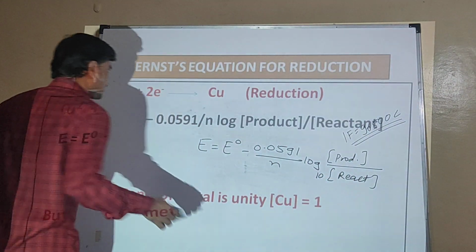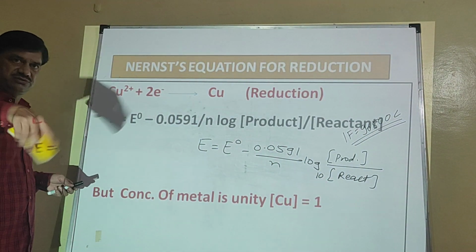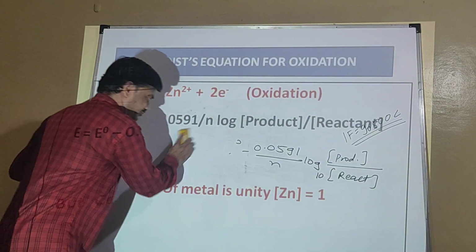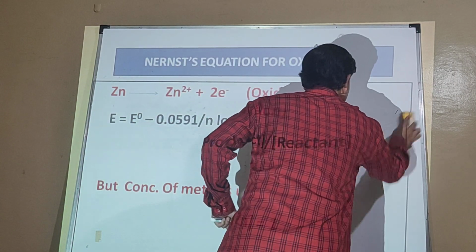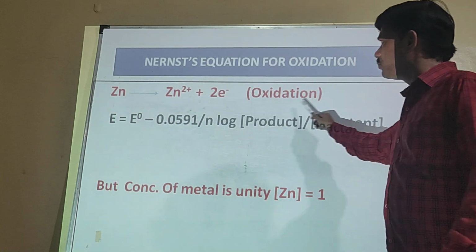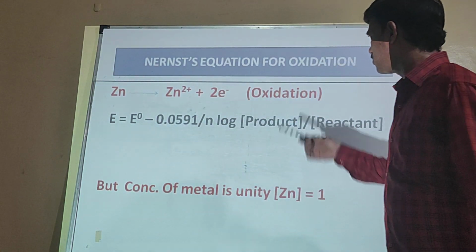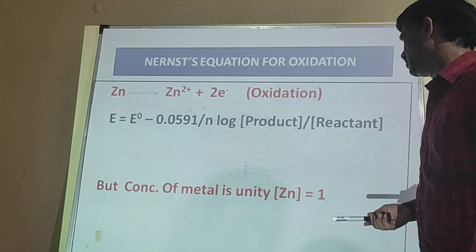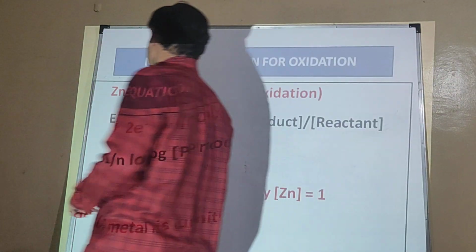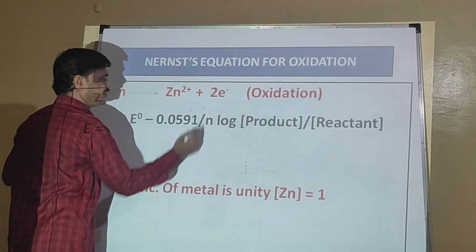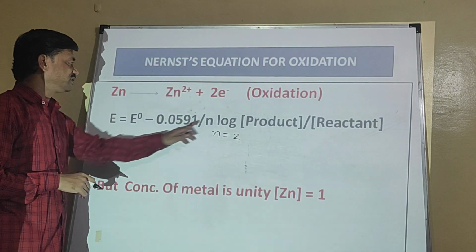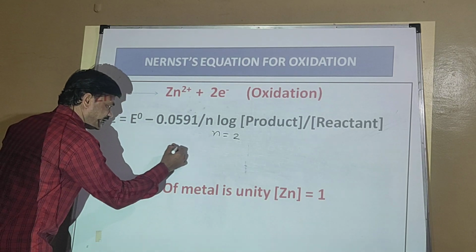Check another point. How to modify this Nernst equation for these two phenomena? Which ones? Oxidation and reduction. So what is in front of you? Zinc undergoes oxidation to form which ion? Zn+2. Loss of electron is called oxidation or de-electronation. This is the original form of the Nernst equation. Then how to modify it? In this case, what is n equal to? n equal to 2. How? 2 electrons are transferred. So put that value here.